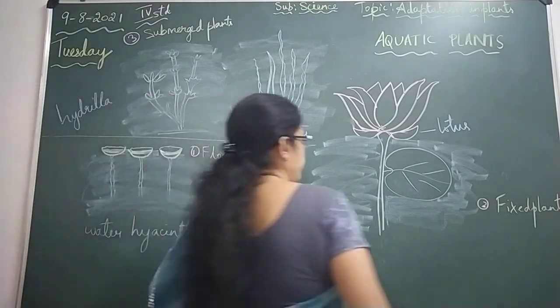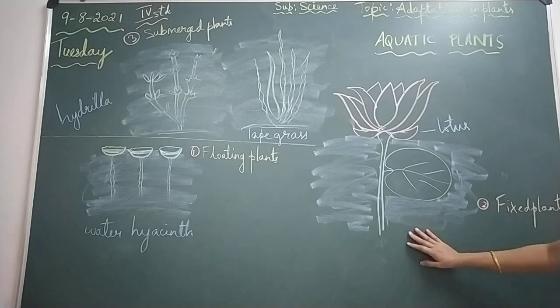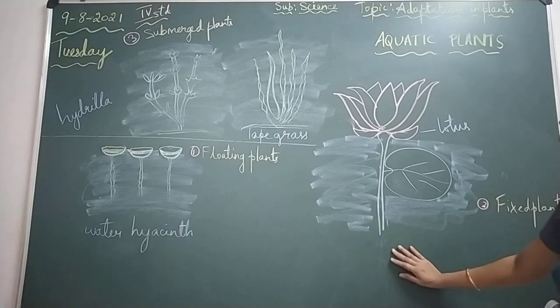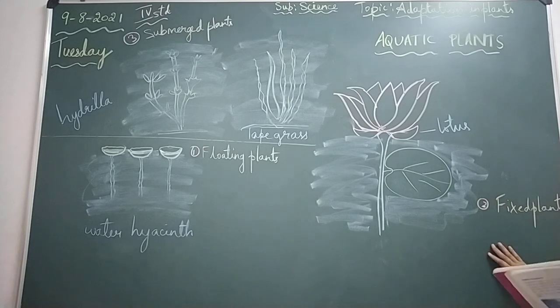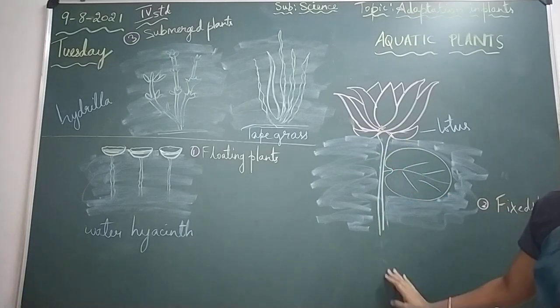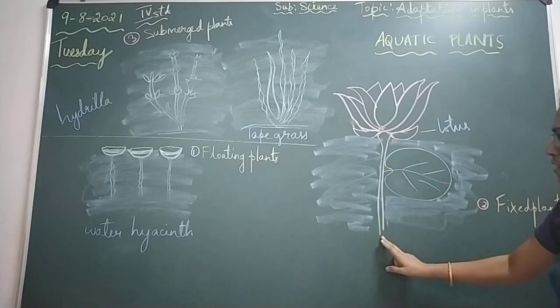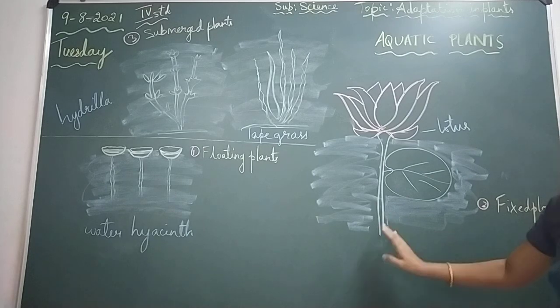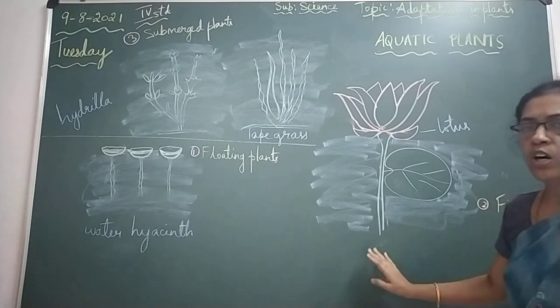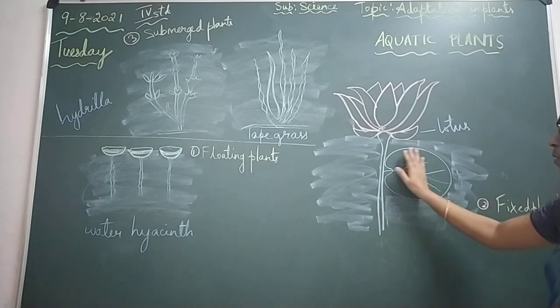And the next type of plant is fixed plants. You can see the picture here. Lotus and water lily are examples of fixed plants, children. These plants are fixed to the bed of the pond, and their stems are long. You can see here they have long stems which are hollow and light. And they generally have very broad, flat leaves.